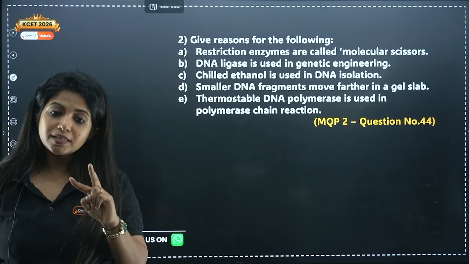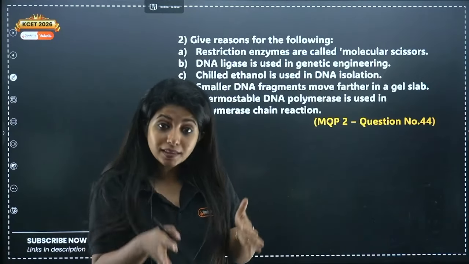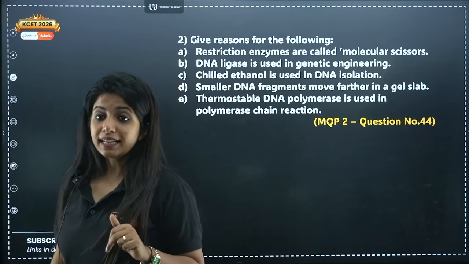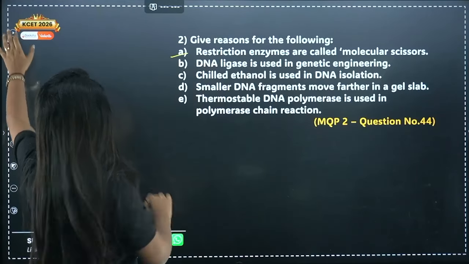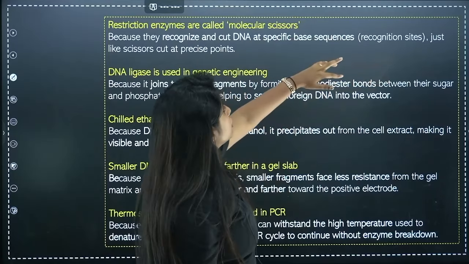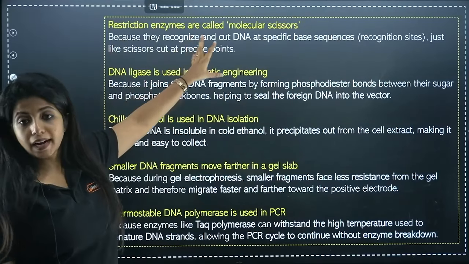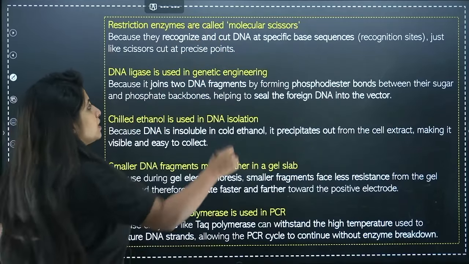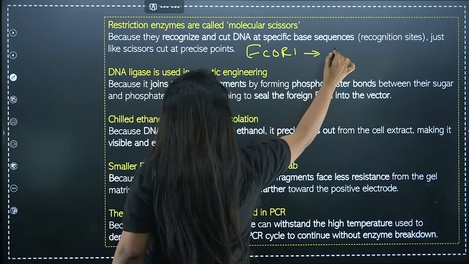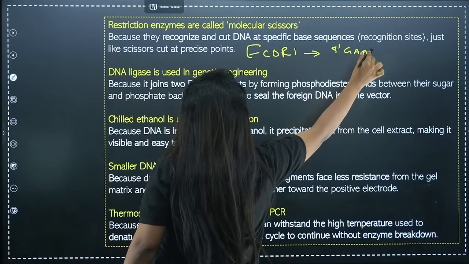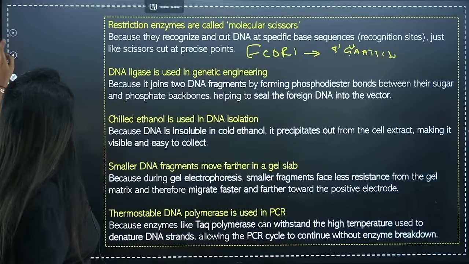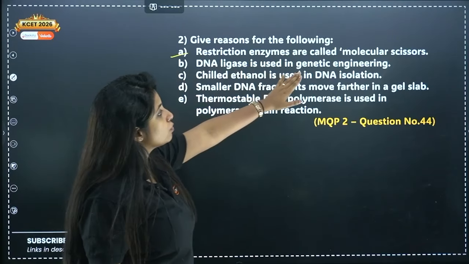You have two types of restriction enzyme. One is endonucleases that cut within the DNA. One is exonucleases that cut at the ends of the DNA. So we'll read it out once. Because they recognize and cut DNA at specific base sequences, recognition sites, just like scissors cut at precise points. Give an example of EcoRI. It cuts at what site? 5' GAATTC 3'. It cuts between G and A. Mention that.